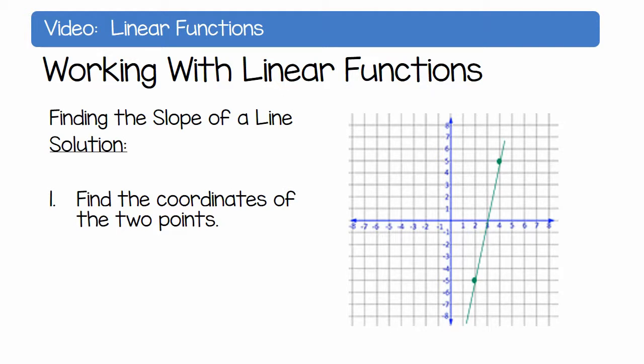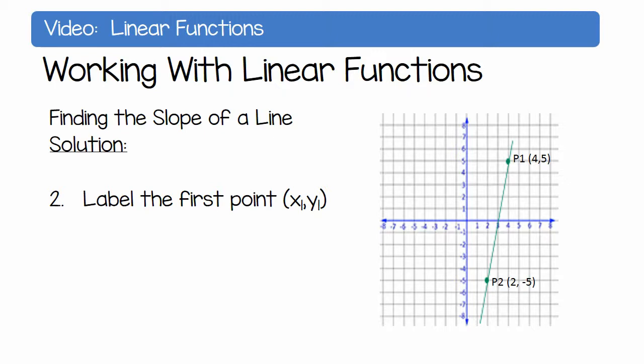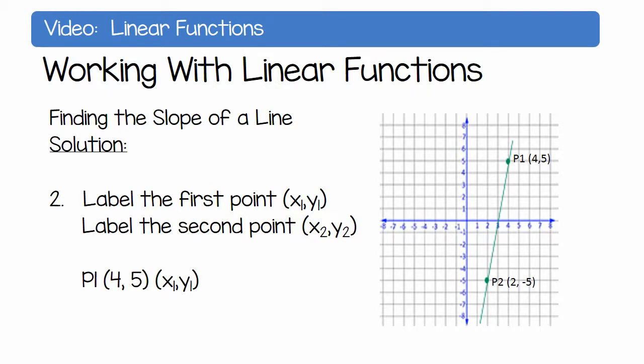Step number 1. Find the coordinates of the 2 points. We have point P1 at 4, 5, and point P2 at 2, negative 5. Now, step number 2. Label the first point x1, y1. Label the second point x2, y2. So P1 at 4, 5 would be x1, y1, and point 2 at 2, negative 5 would be x2, y2.